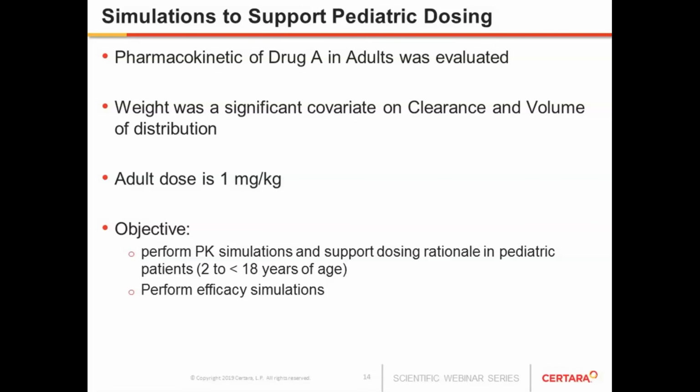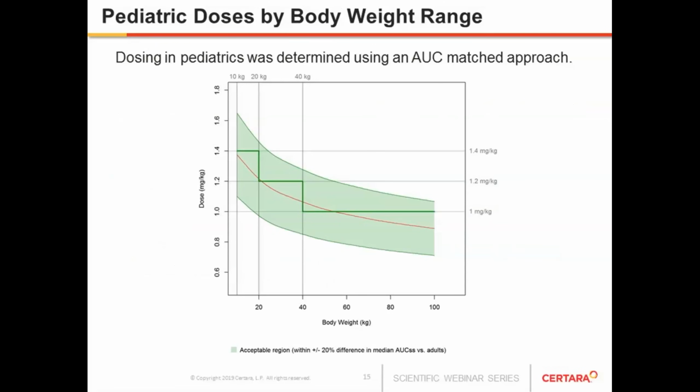The extrapolated exposure endpoints included area under the concentration time curve at steady state, AUC, and maximum concentration at steady state, Cmax. I will only show graphs related to AUC for the sake of time, but it's the same for Cmax. In the first step, AUC and Cmax were simulated for body weight 10 to 100 kilogram in 1 kilogram increments at various dose levels to select the appropriate body weight range for potential pediatric doses. Then, the dosing in pediatrics was determined using an AUC-matched approach.